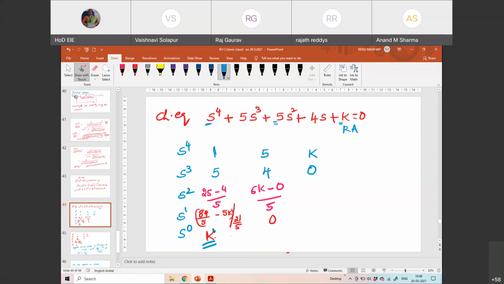For this entire thing to be positive, don't you agree that your k has to be positive? When k is greater than 0, this is taken care of. Correct? Yes, ma'am. Then when you come here, k is positive, but it is 84/5 minus 5k by something, whatever it may be. This something doesn't matter much now. So minus 5k. K is positive, so 84 is greater and it is a positive number.